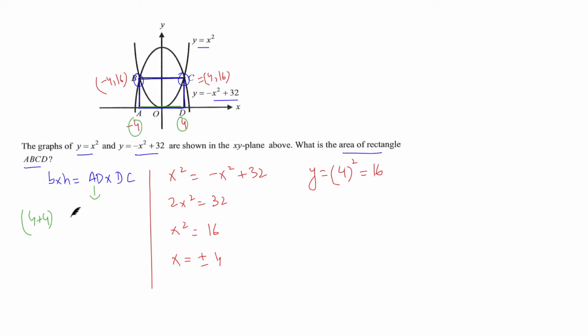So the length is basically 8, into what's the height? This is the height, AB or CD. So the y coordinate over here is 16. So the height is basically 16. We have already found this. So 4 plus 4 into 16 is our answer. 8 into 16, what's the value? I don't have a calculator. I'll subtract 32 from 160. I will get 128. I hope this is the correct answer.